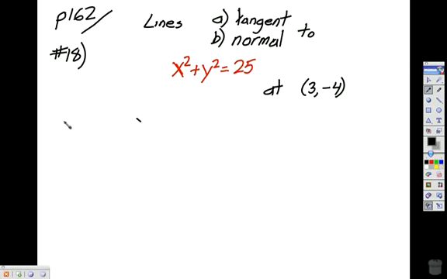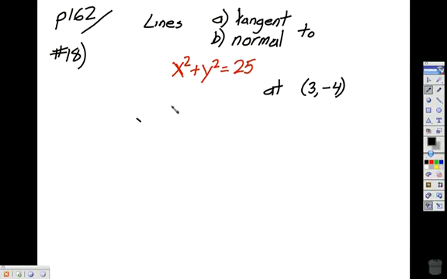Okay, first off, I'd like us to get in the habit of just confirming that the point we're interested in is actually on the graph. If this point's not on the graph, then there's no point in going any further, because we can't find a normal line or a tangent line to a point when that point's not even on the graph at all. So let's just double check.